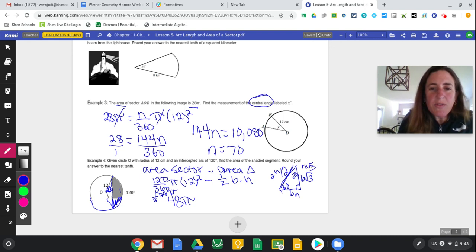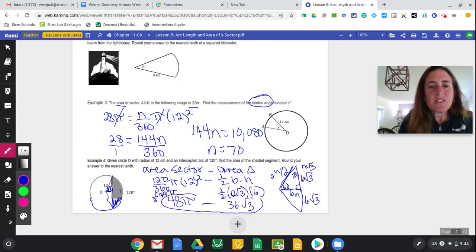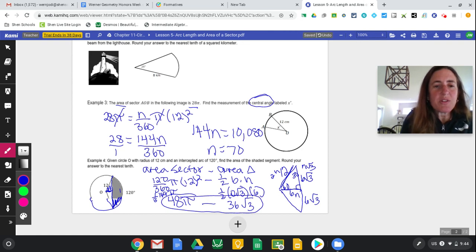Okay, so if I were to extend this out, this other piece over here is 6 radical 3. So it's 1/2 of the base, which is 12 radical 3, because 6 and 6 make 12, and the height is 6. Half of 12 is 6, times 6 is 36 radical 3. So I basically have 48 pi minus 36 radical 3. Round your answer to the nearest tenth. If I type it all in, I get 88.4.